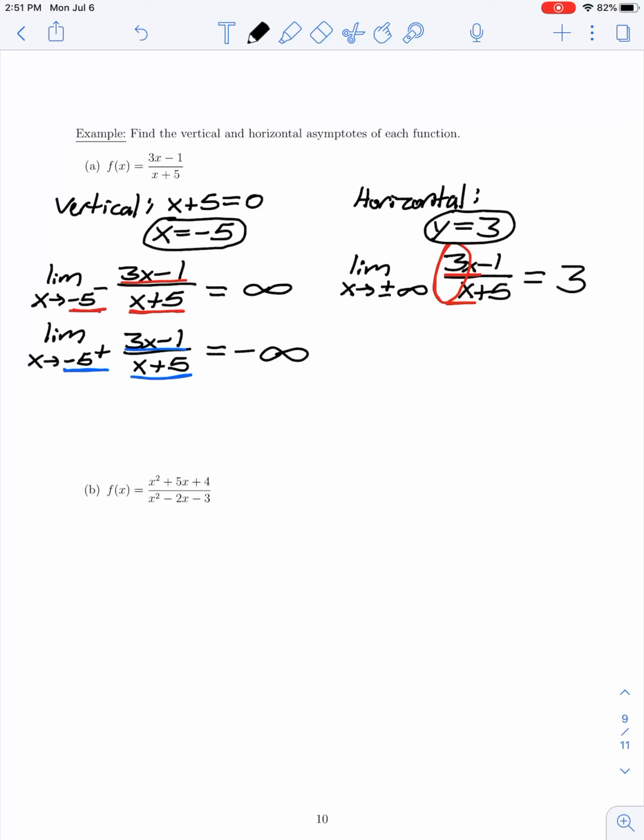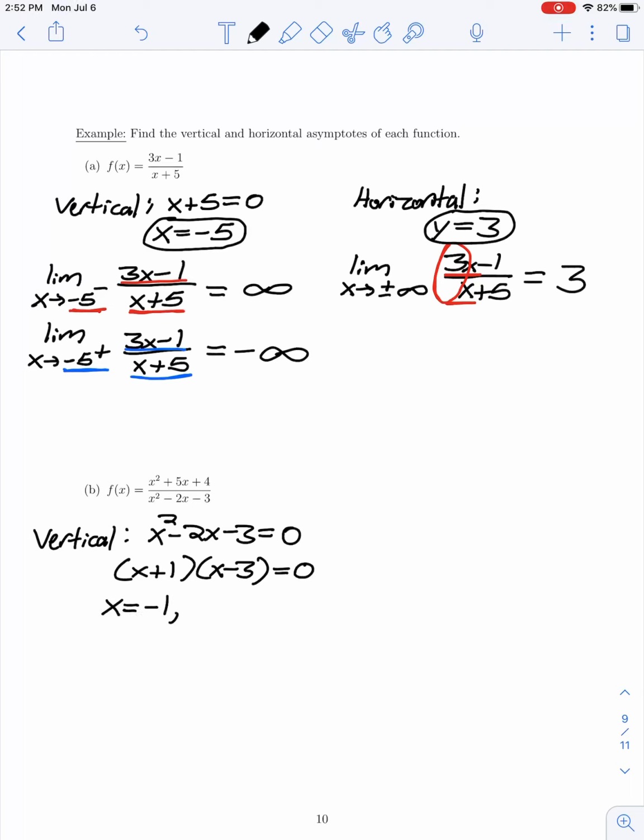So for our last part, part B, we have f of x is the following function. And again, we want our vertical and horizontal asymptotes. So to consider vertical asymptotes, again, we would take our denominator, x squared minus 2x minus 3, and set it equal to 0. Now this quadratic can be factored as x plus 1 times x minus 3, which is 0. So our candidates would be x is -1 or +3.